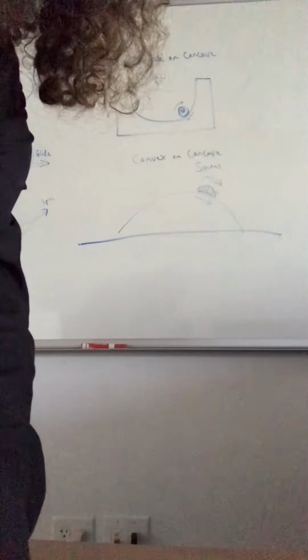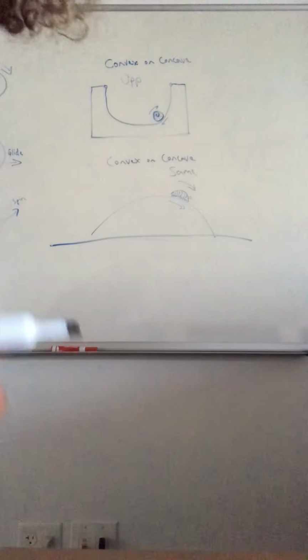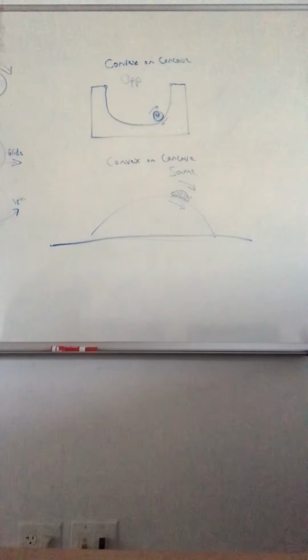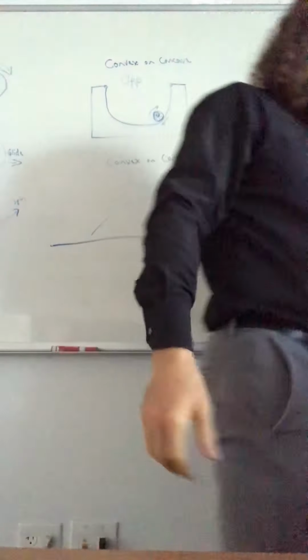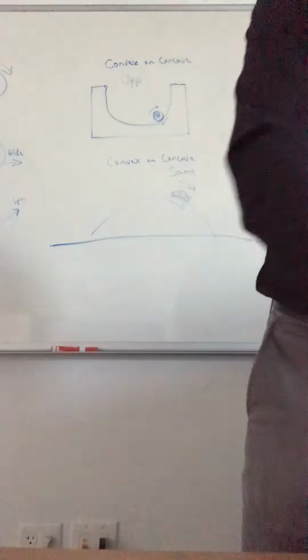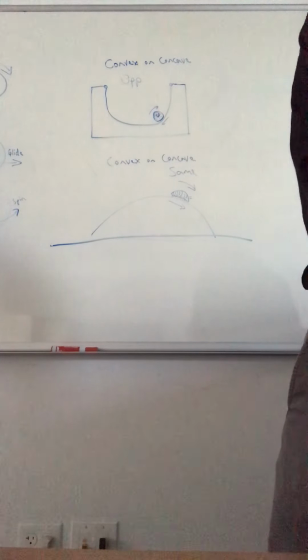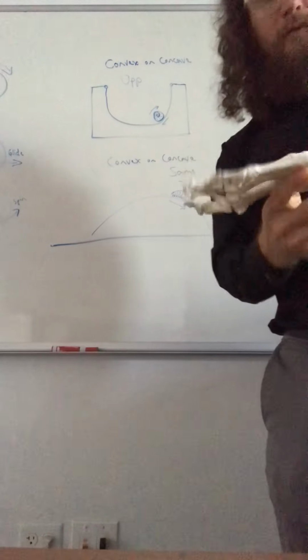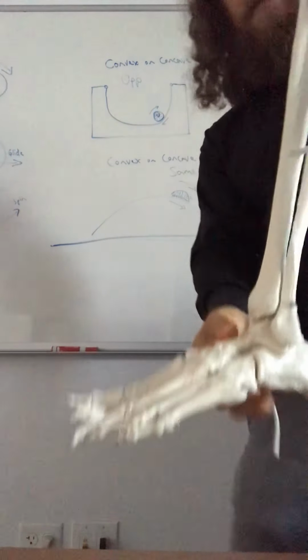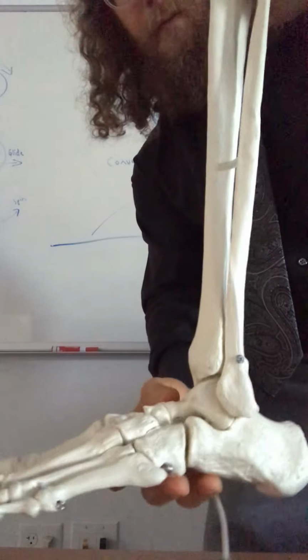So now let's take a look at some examples in the human body, and then in the next two videos we'll go through those examples in real life. For now, we'll take a look at them on a model. And the first one we'll look at is the ankle or talocrural joint.